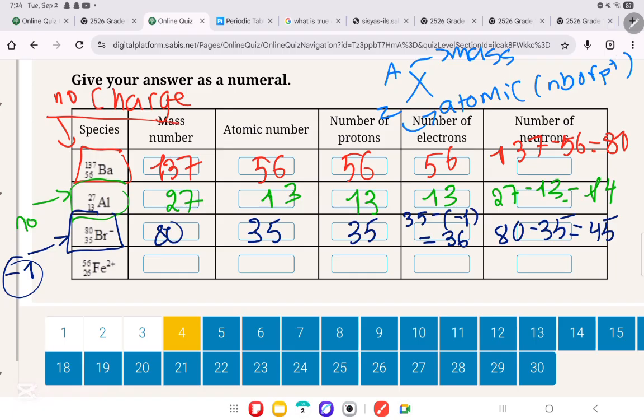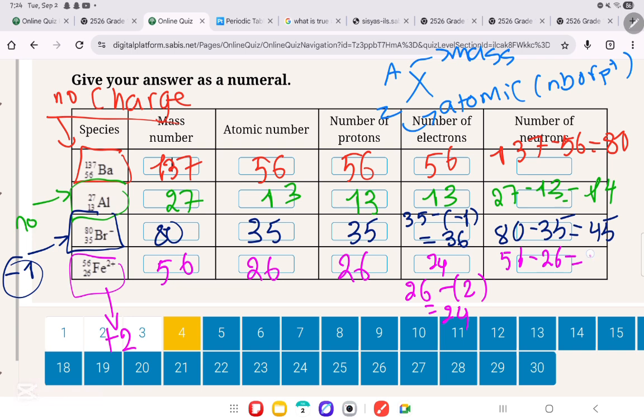Now, last one, which is Fe2+. What's the mass number? It's 56. What is the atomic number? 26. What's the number of protons? 26. What's the number of electrons? Here, how much is the charge? The charge is plus 2. So, it's going to be 26 minus 2, which is 24. So, the answer here is 24. And then finally, in order to find the number of neutrons, it's 56 minus 26, which is 30. So please remember this, write it down.